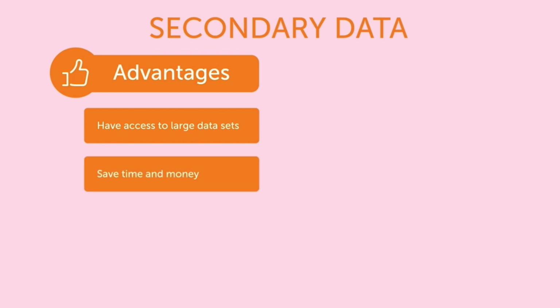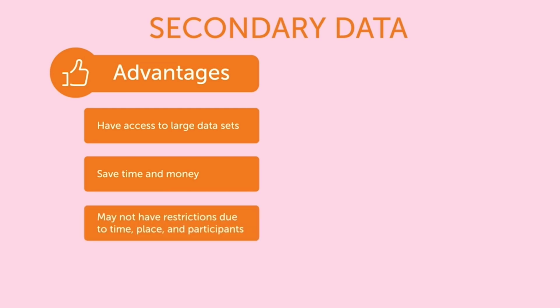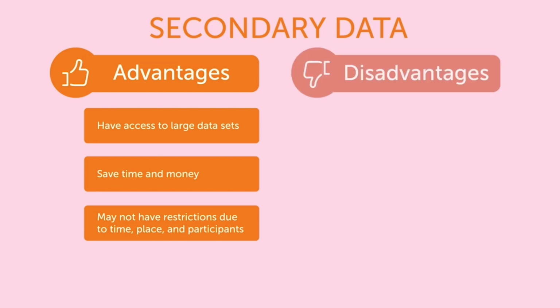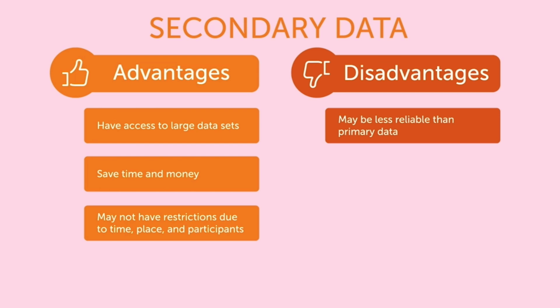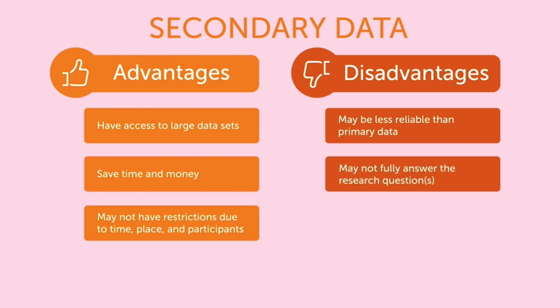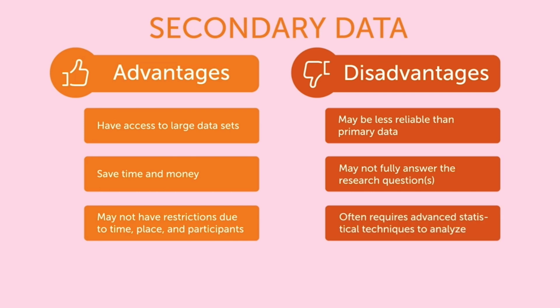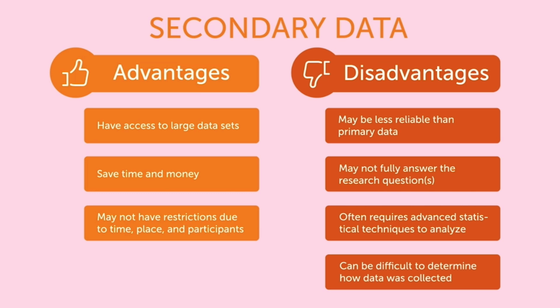Secondary data. Secondary data benefits include having access to large data sets, saving time and money since the data has already been collected and analyzed, and avoiding challenges due to lack of expertise, time, or access to participants. Challenges with secondary data include the data can be considered less reliable than primary data, the data collected may not fully answer the research question or questions, analysis may require advanced statistical techniques, and it can be difficult to determine how the data was collected.